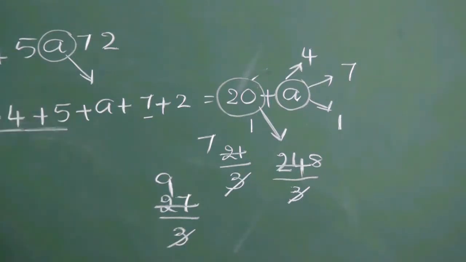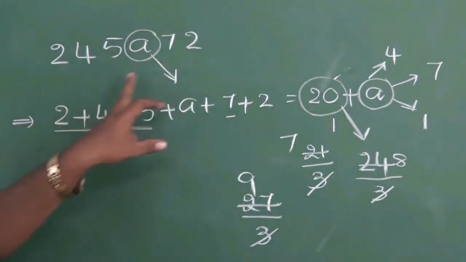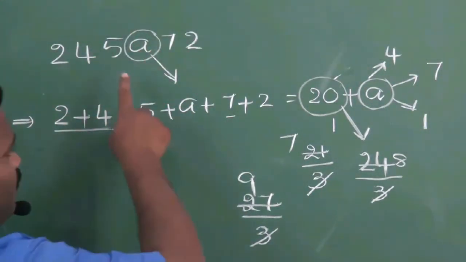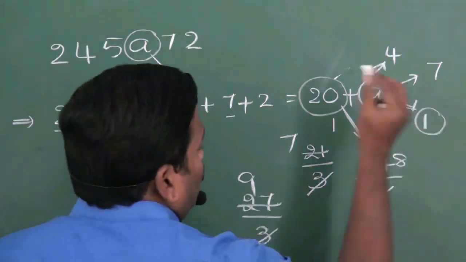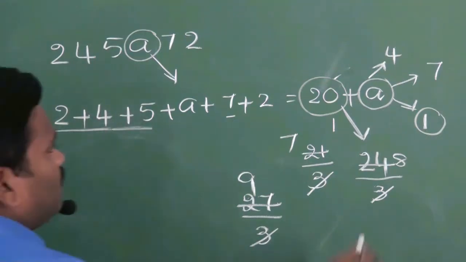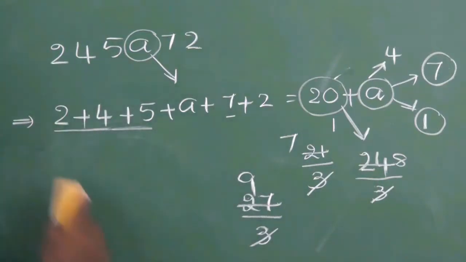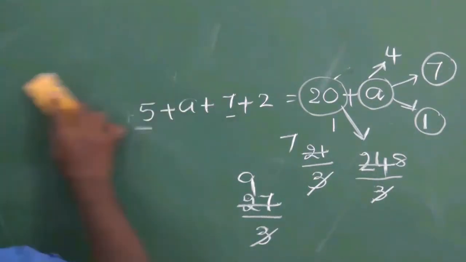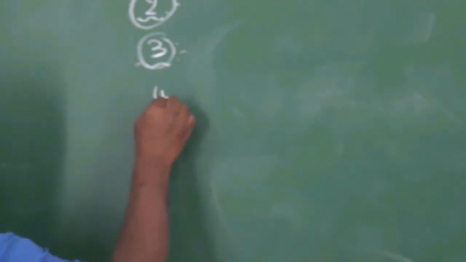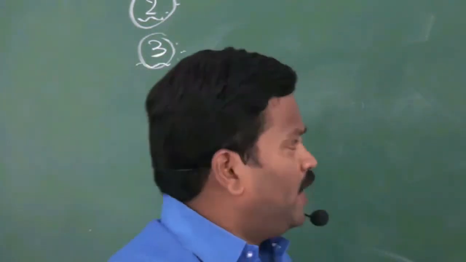Maybe you will be asked the same question in another way. What is the least value of A for which the number is divisible by 3? The least value of A is 1. What is the highest value of A for which the number is divisible by 3? It is 7. This is the divisibility rule of 3. Next, 4. What is the divisibility rule of 4?